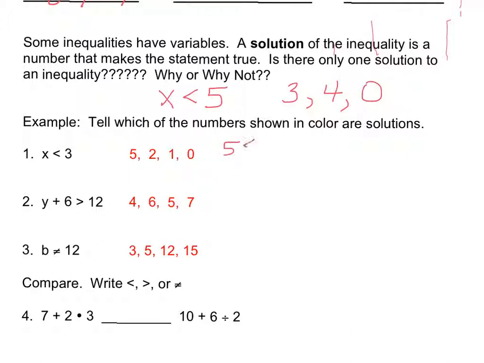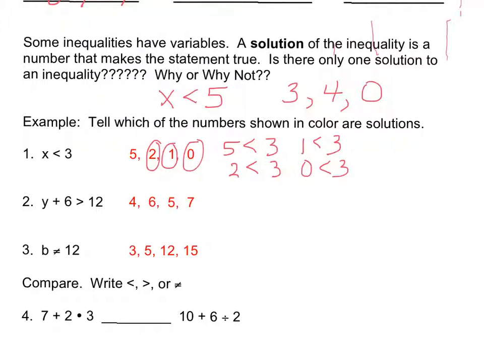Is 5 less than 3? No, that's not true. Is 2 less than 3? Yes, it is, so that's a solution. 1 less than 3? Yes. And 0 is less than 3. So we have three solutions for that one based on the numbers they gave us.